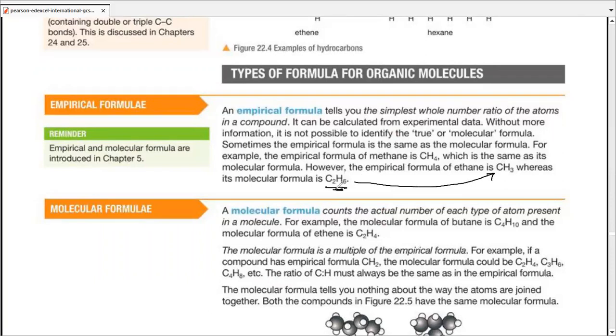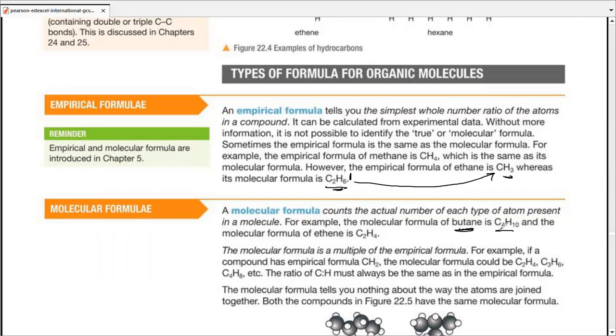Now this one is the molecular formula, which is explained right at the bottom. And this one is the empirical formula, which is the simplest whole number ratio of atoms in a compound. Molecular formula, on the other hand, as this definition says, just counts the actual number of each type of atom present. So this formula tells me that there are 2 atoms of carbon and 6 atoms of hydrogen, while the empirical formula gives me a simplest whole number ratio, CH3, meaning there can be other forms of this molecular formula present.